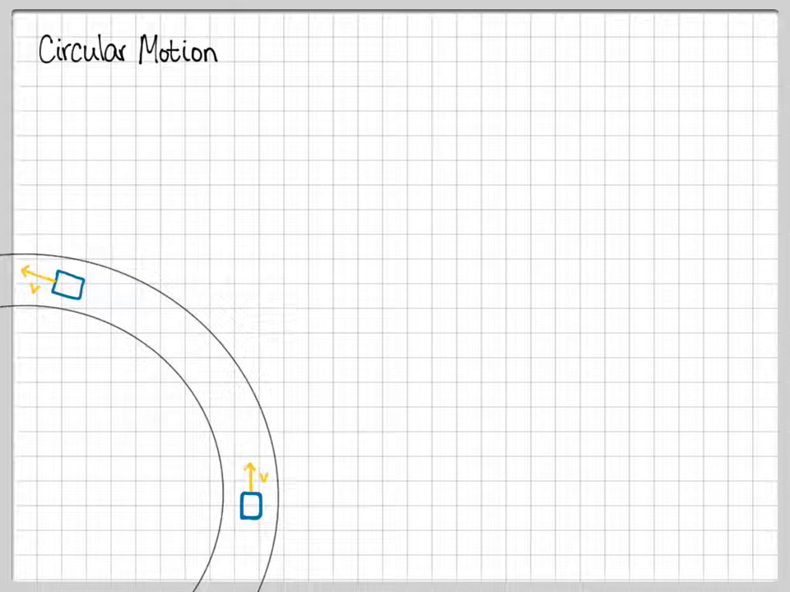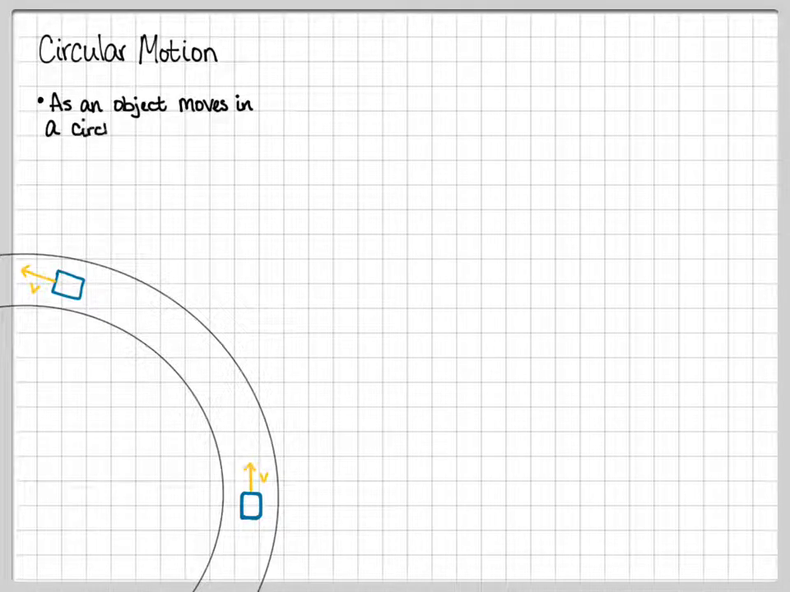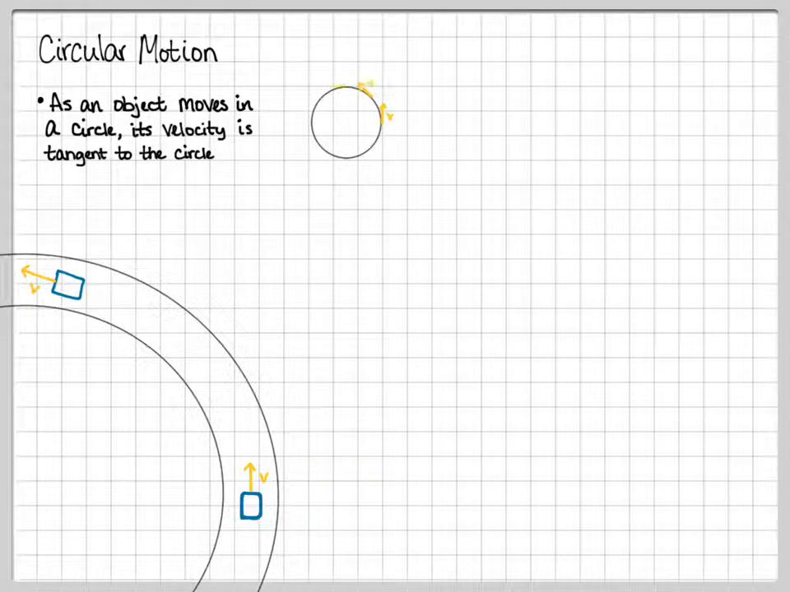So the first characteristic of circular motion is that as an object is moving in a circle, the velocity is always tangent to the circular path. So at that far east point, my velocity is always going to be north. If I was at the northmost point of the circle, my velocity would be straight west, just like that.